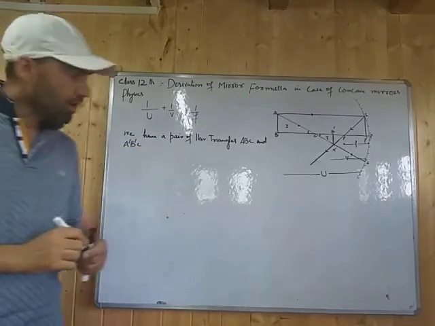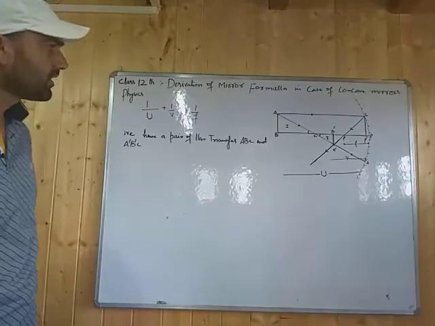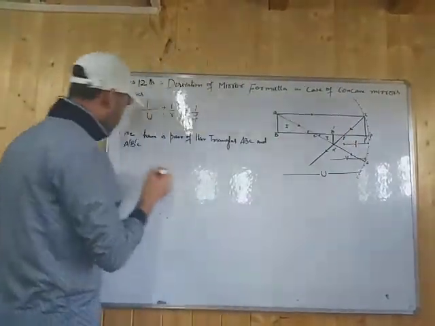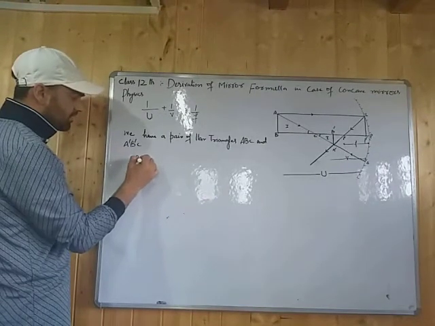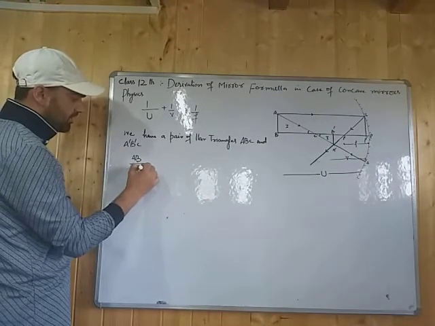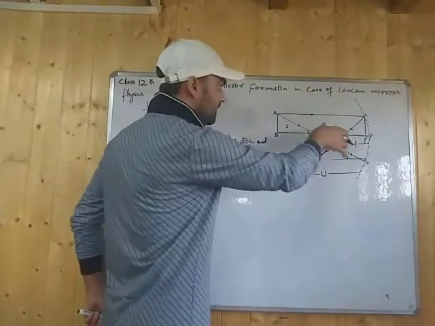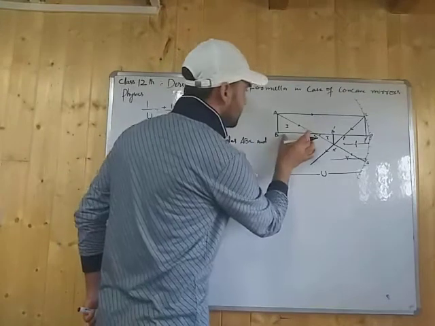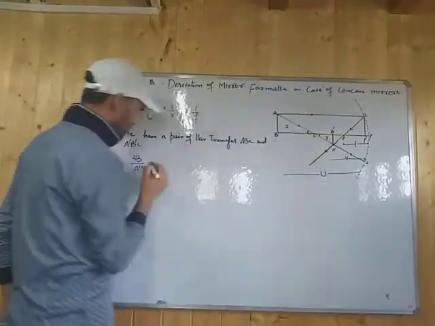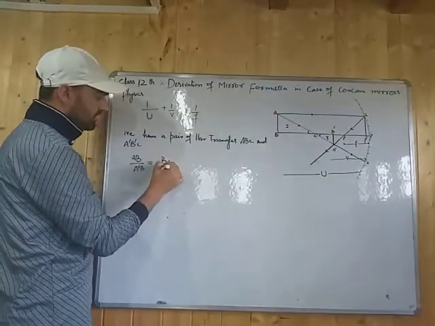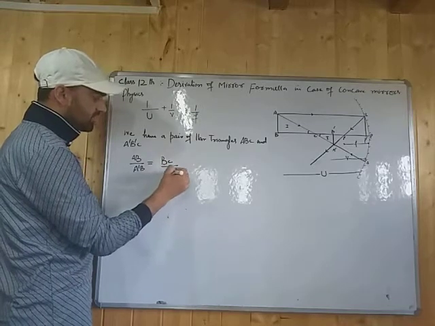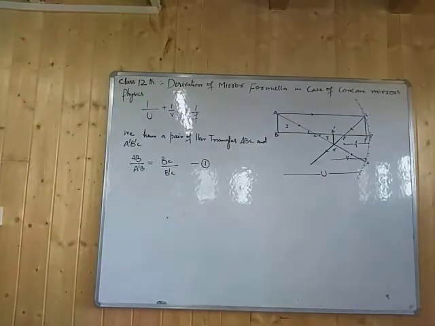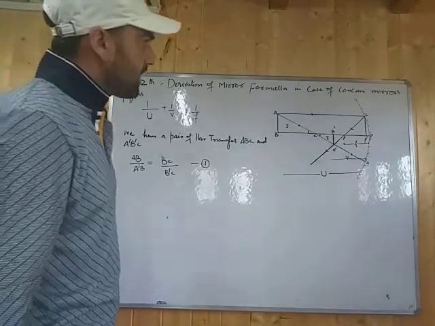So the ratio of their sides are also similar. So we can write here AB divided by A dash B dash. This divided by this side is equal to, we'll take this side BC, so it will be B dash C. So B C divided by B dash C. So this is the first equation. Now we have another pair of triangles here.